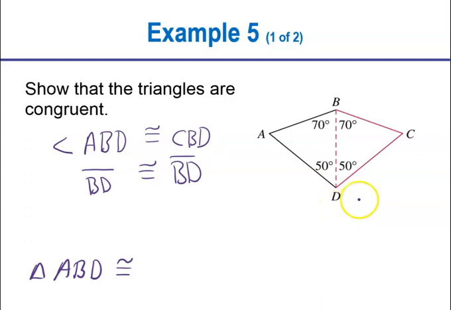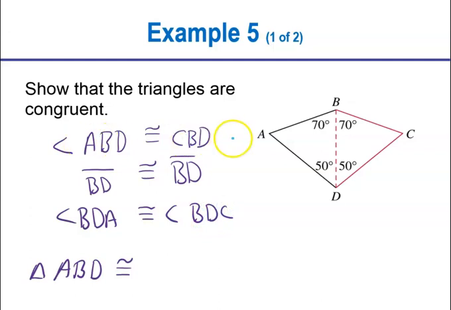Now, what else do we have going on? This 50 degrees matches, right? So how do I want to name that? Let's call that angle BDA. That's not the only way to name it, by the way. And that would be congruent to angle, if I call that BDA, that would be BDC. All right. Now, let's label what we have.